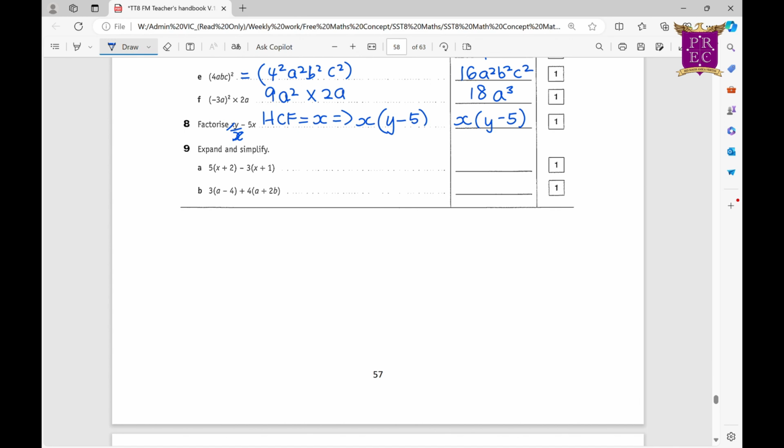Alright, question 9 is just asking you to expand and simplify. So first we need to expand the brackets, and then we need to minus or add all the like terms together.